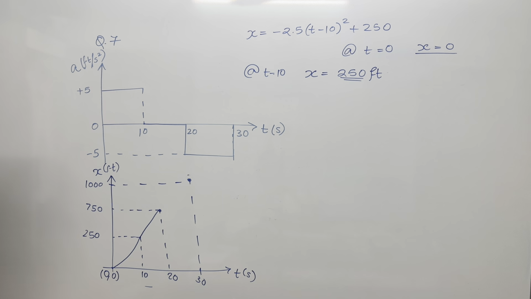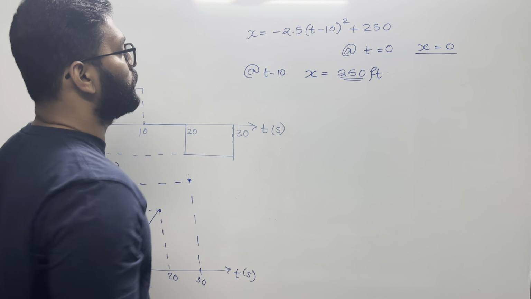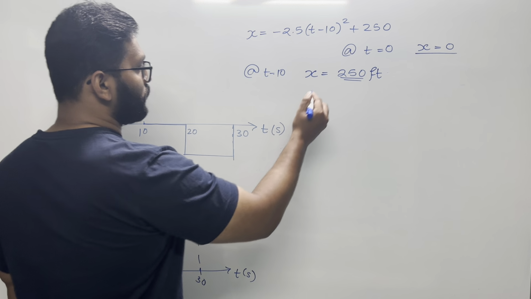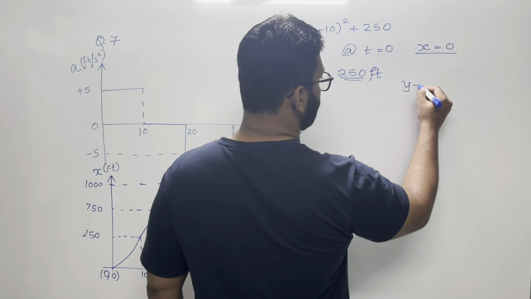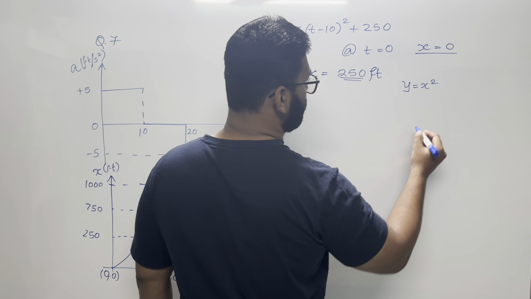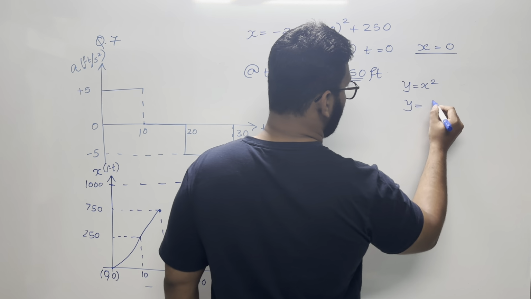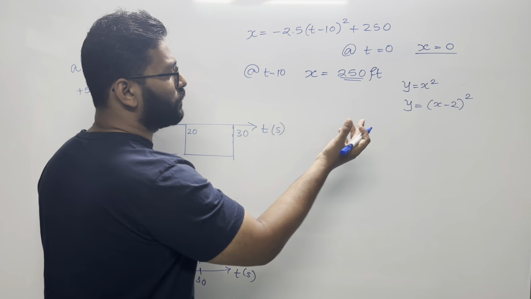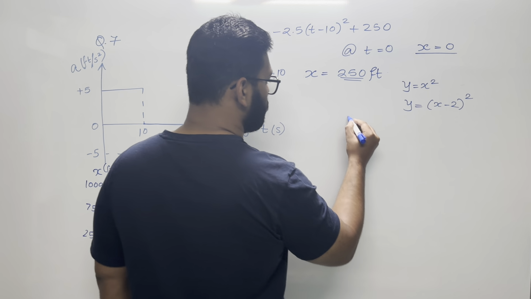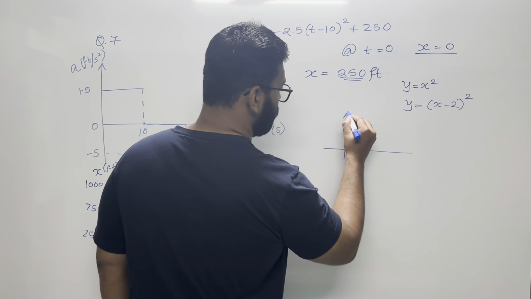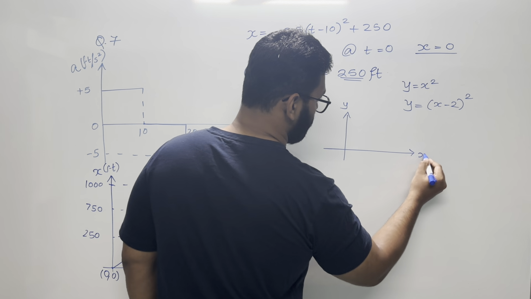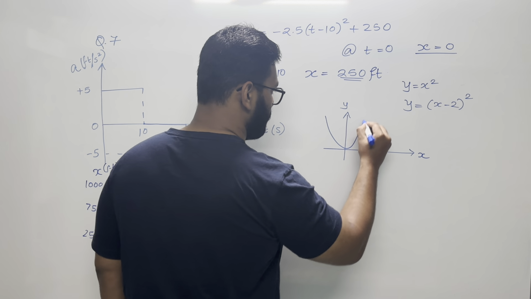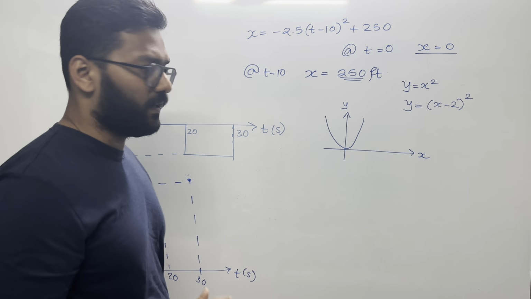How will I plot this parabola? That is the question. Now look here, I know y is equal to x square graph is something. Then what will be the graph of x minus 2 whole square? See, it is t minus 10 whole square, right? So what is y equal to x minus 2 square? You know the y versus x graph of y equal to x square is simply like this, right? It is known to you.